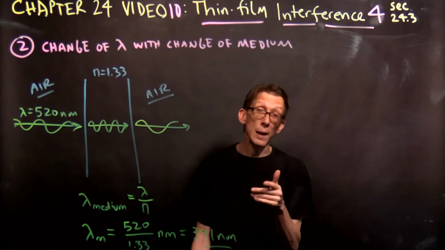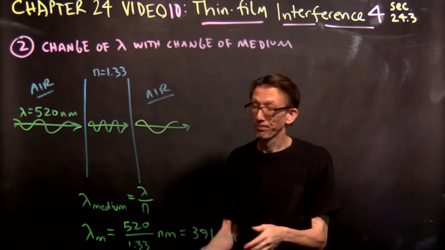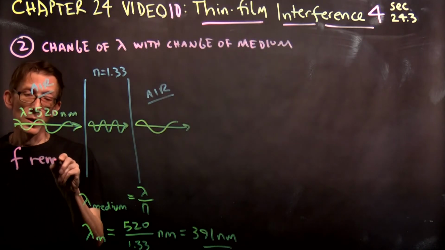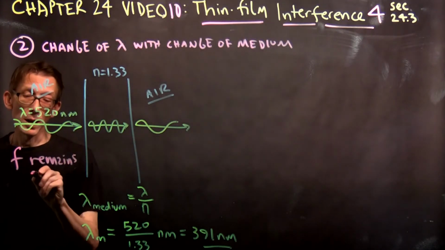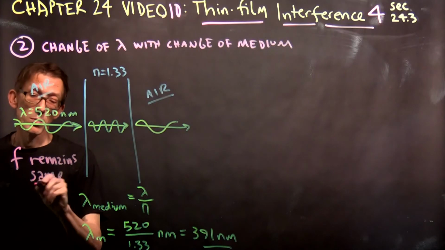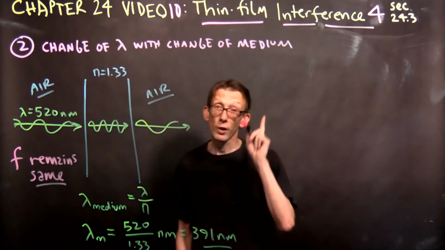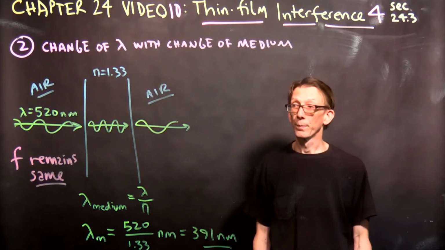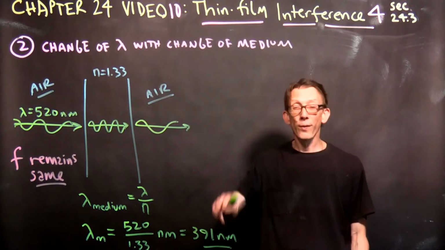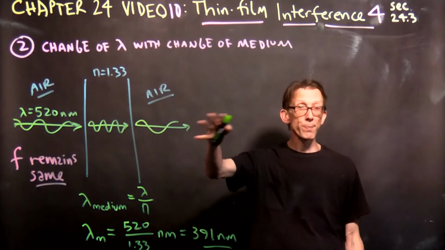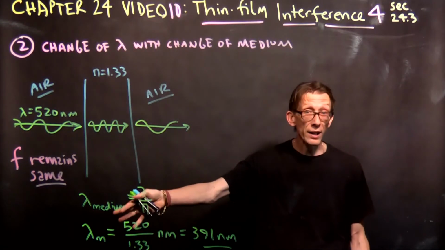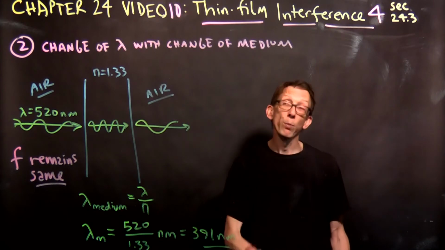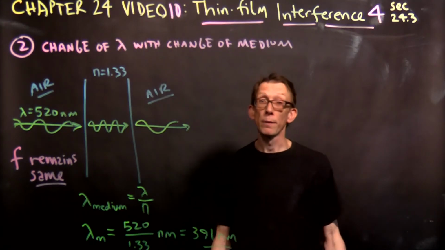Now the frequency stays the same. Frequency remains the same. So the color doesn't change, but the wavelength changes. That's the second thing. We've already covered this. We talked about the change in speed, change in direction, talked about refraction. We did cover this before, but it's going to be really important as we talk about thin film interference.